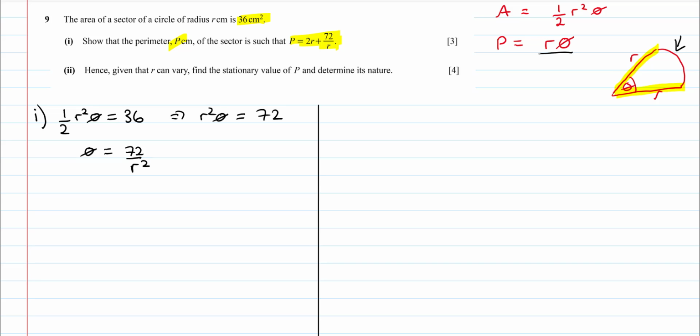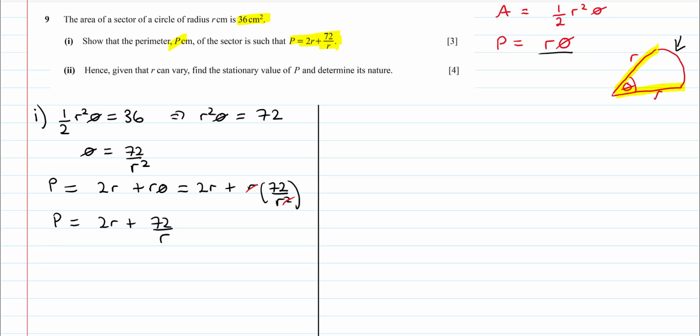So our perimeter then, we know our perimeter is equal to r plus r, which is 2r, plus r times theta, and we know what theta is. It's 72 over r squared, so that is equal to 2r plus r times 72 over r squared, and that r will cancel, so then we're left with P is equal to 2r plus 72 over r. So that is what we wanted to show, and that is part 1 done.